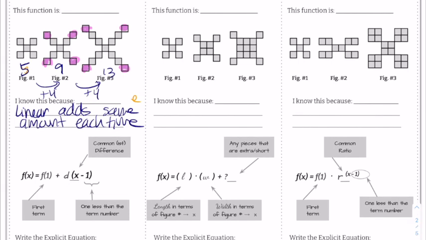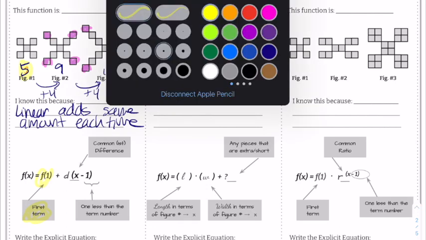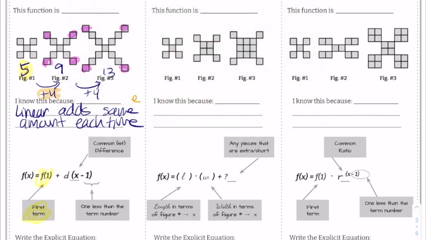Okay? So f of 1, that's our first term, so that's 5. So that means that this 5 is the same amount of this one, which is our first term. So we would do f of x equals 5 plus our common difference, which our common difference in this case is the 4.